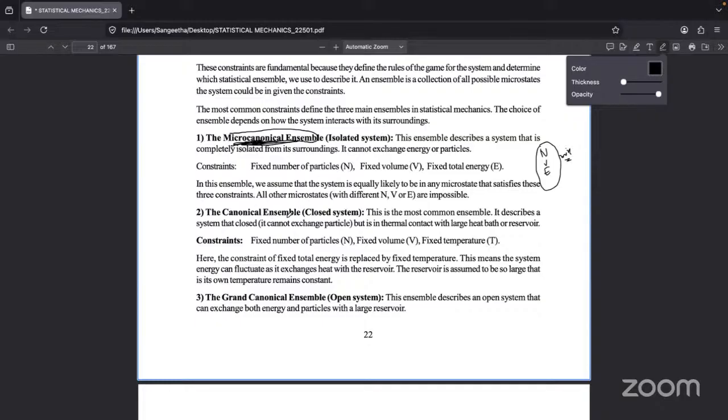Next we have canonical ensemble or closed system. Just now we discussed that in a closed system energy is exchanging but matter is not exchanging.